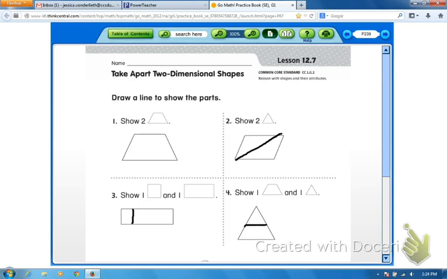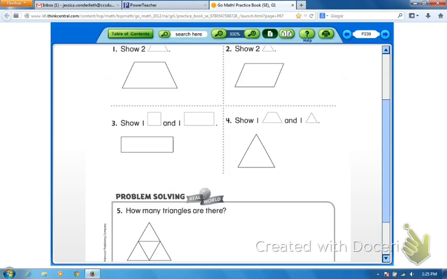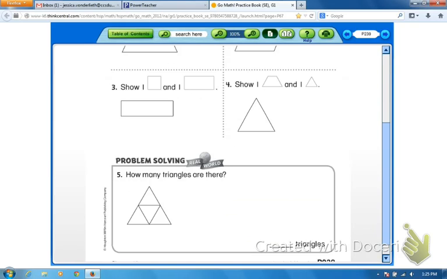At the bottom of the homework, it says how many triangles are there. This was really tricky for the students today in class. They did it with squares. They want to look at this and say, well, there's 1, 2, 3, 4, and just put 4.